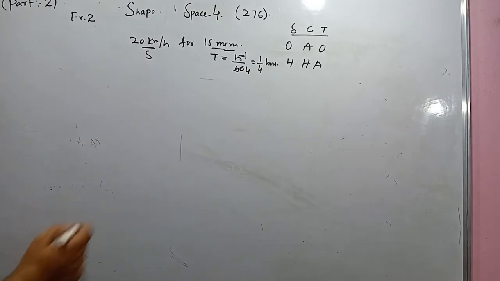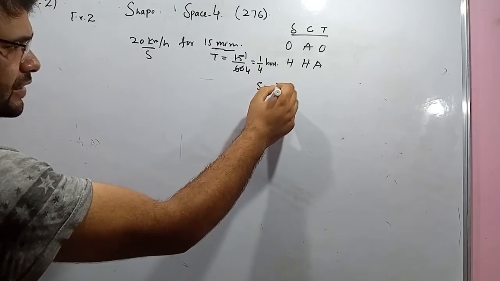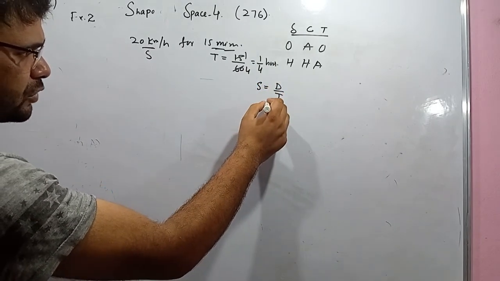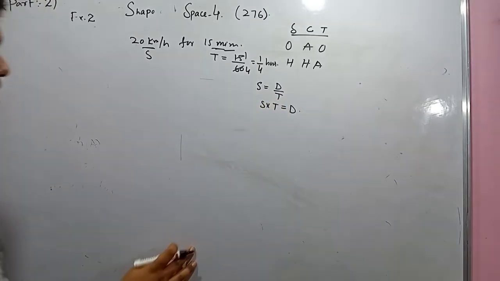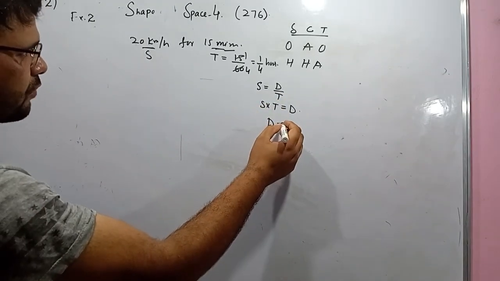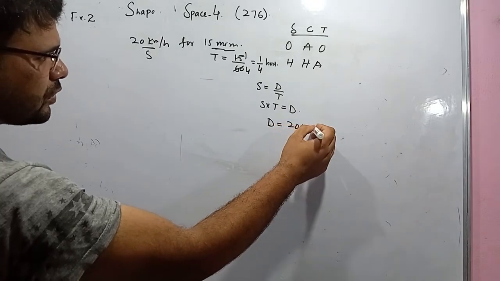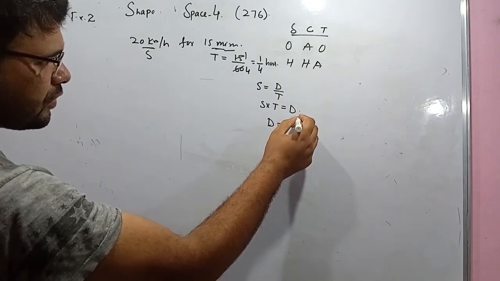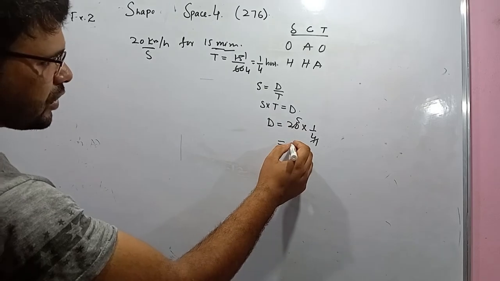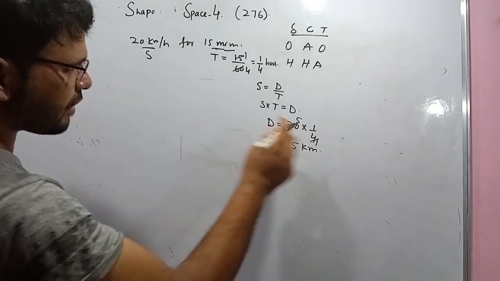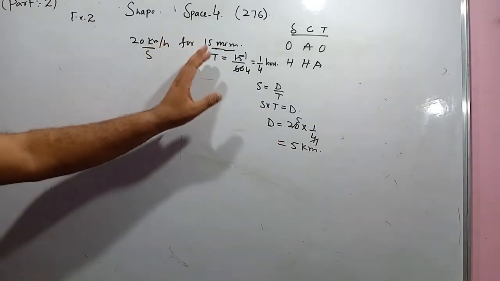How to find the distance? You know, speed is equal to distance divided by time. So speed into time is equal to distance. So I can find the distance is equal to speed, 20, into 1 by 4. 4 ones are 4, 4 fives are 20. So it is 5 kilometers, the distance traveled by the train in this time.